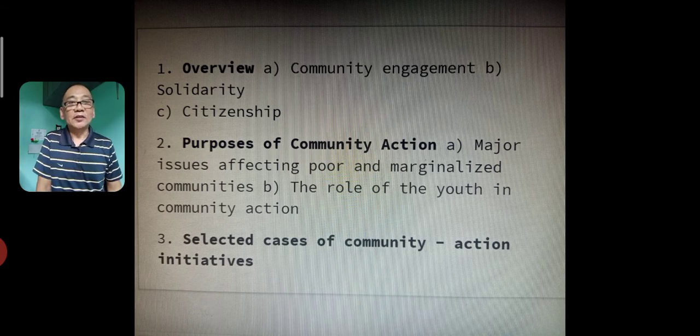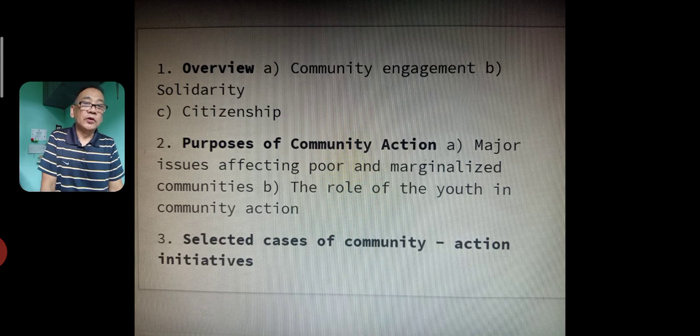Okay? And of course, number 2 is yung purposes of community actions. Anong layunin? There is a major issues affecting, okay, letter A, affecting poor and marginalized. That is letter A. Major issues affecting poor and marginalized communities. Okay, ang purpose natin is to meet the needs of the major people, no? Na kung saan yun, yung mga grassroots.